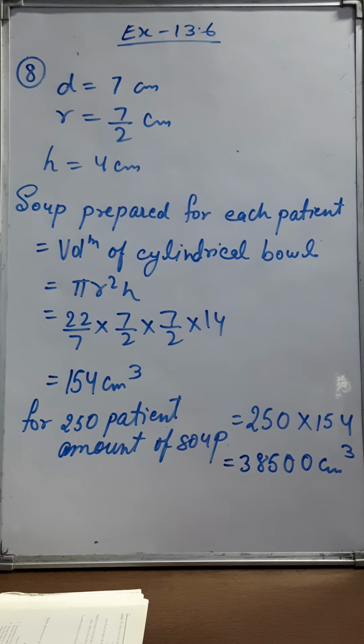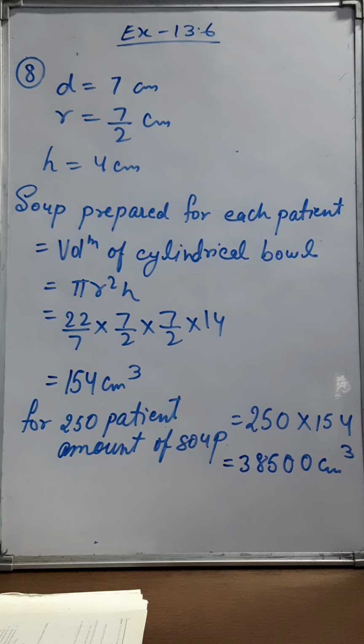Last question of this exercise, question number 8 says, a patient in a hospital is given soup daily in a cylindrical bowl of diameter 7 cm. If the bowl is filled with soup to a height of 4 cm, how much soup the hospital has to prepare daily to serve 250 patients?